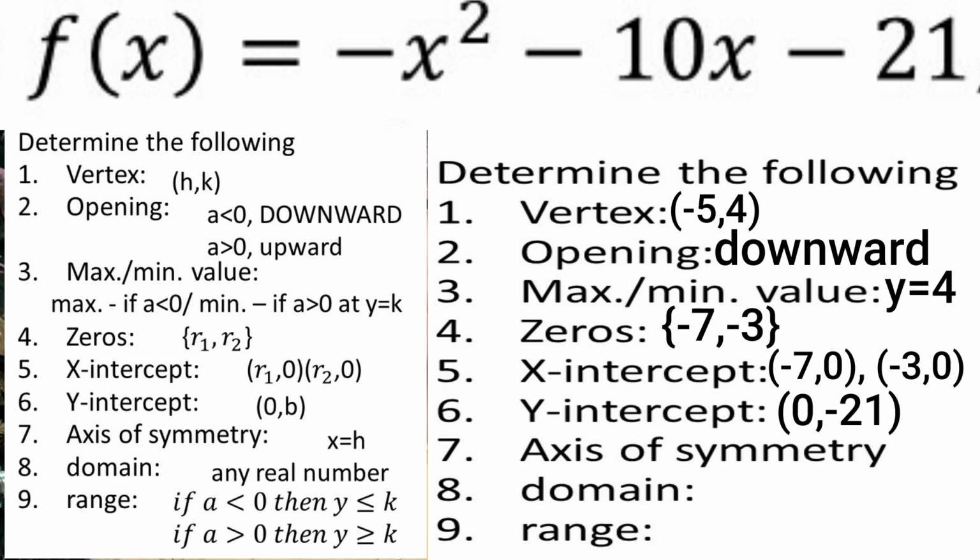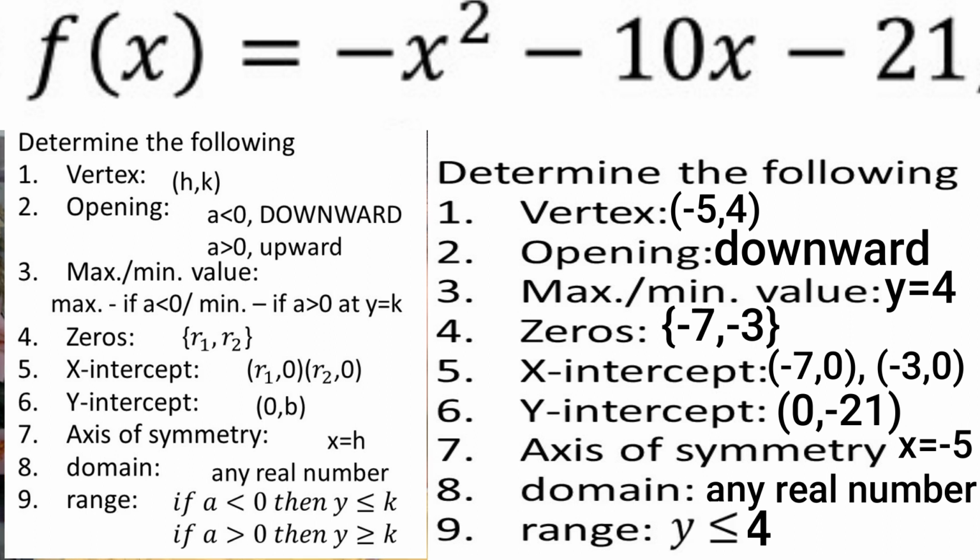So the axis of symmetry passes through the vertex at x is equal to negative 5. Therefore, our axis of symmetry is x is equal to negative 5. Again, for our domain, it is any real number. For our range, since the value of a is negative, therefore our range will be y is less than or equal to 4.